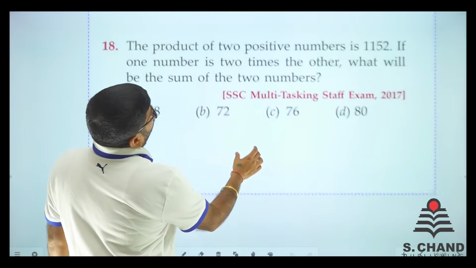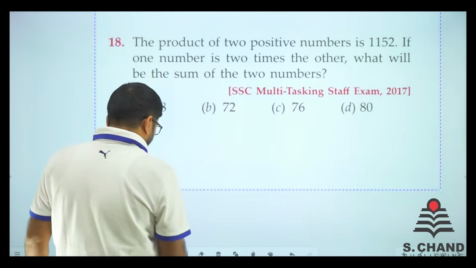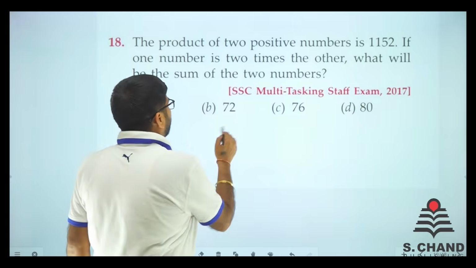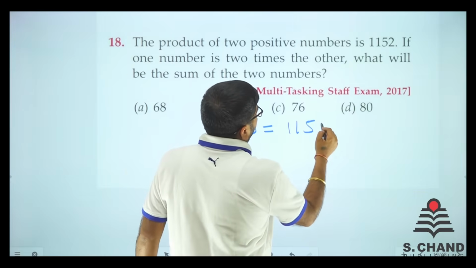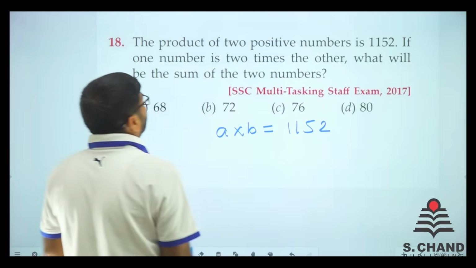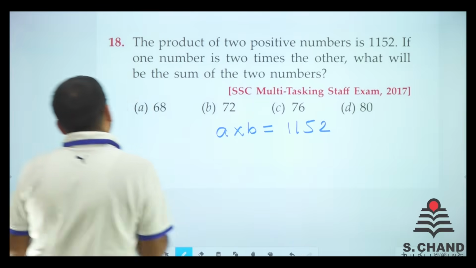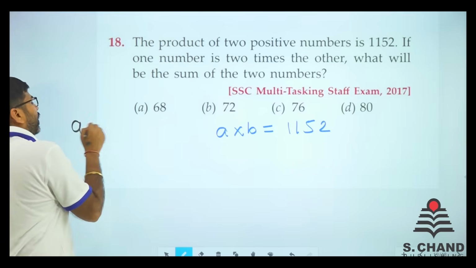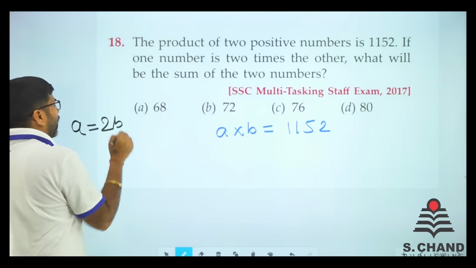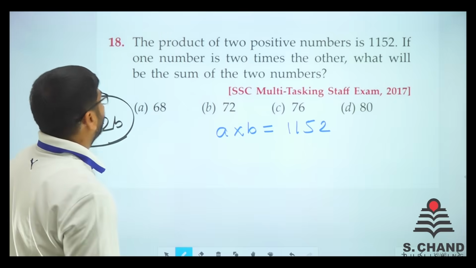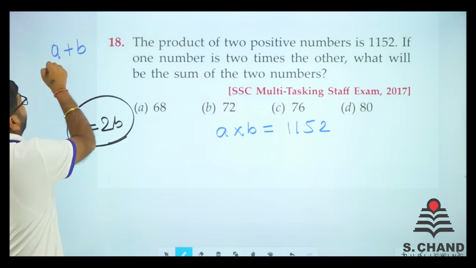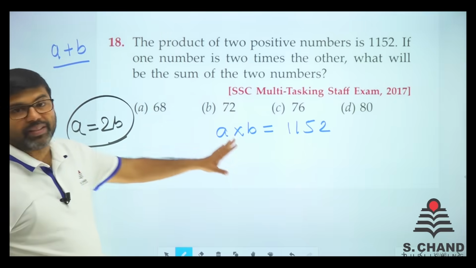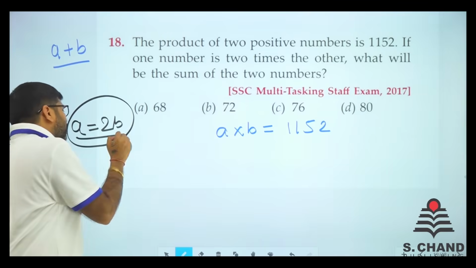The product of two positive numbers is 1152. So say two positive numbers A into B comes out to be 1152. Now if one number is 2 times the other number, what will be the sum of the two numbers? So what we need to find is A plus B. But first, it is given that A is equal to 2B.